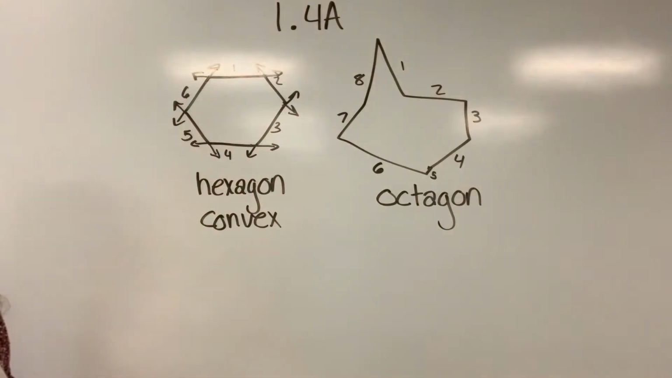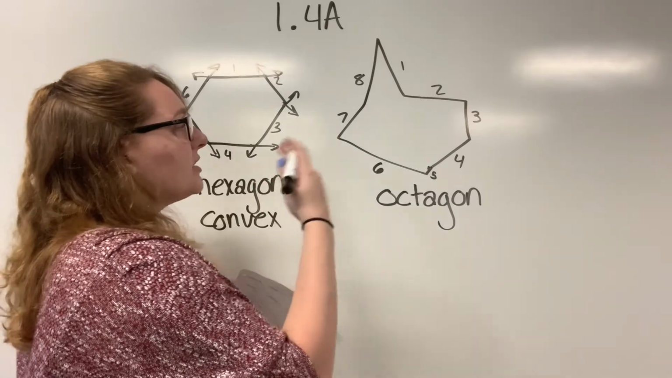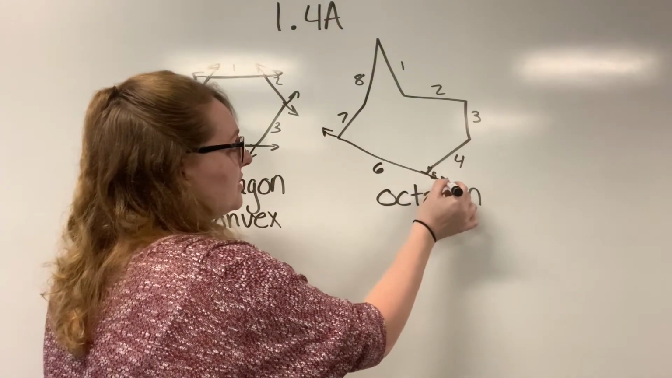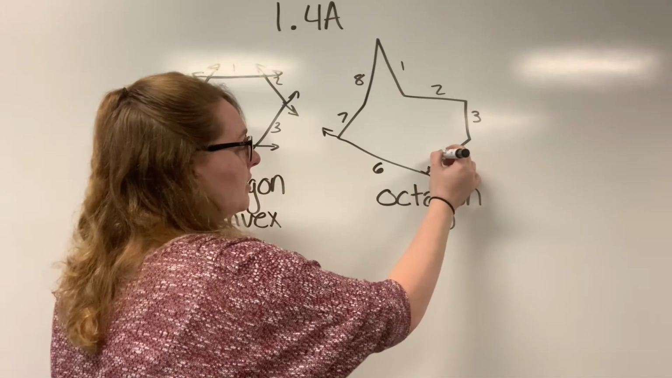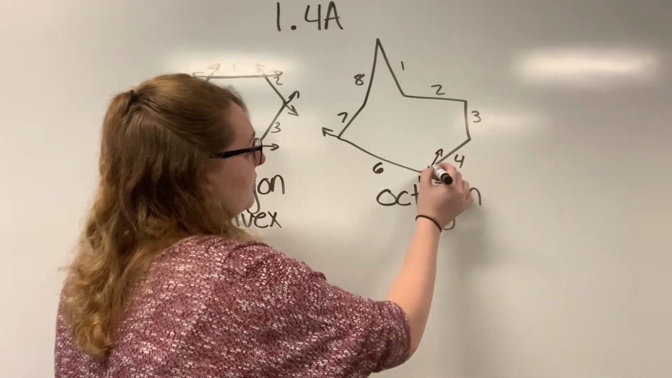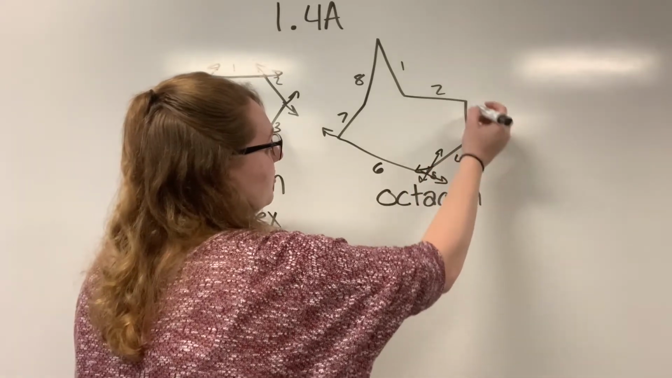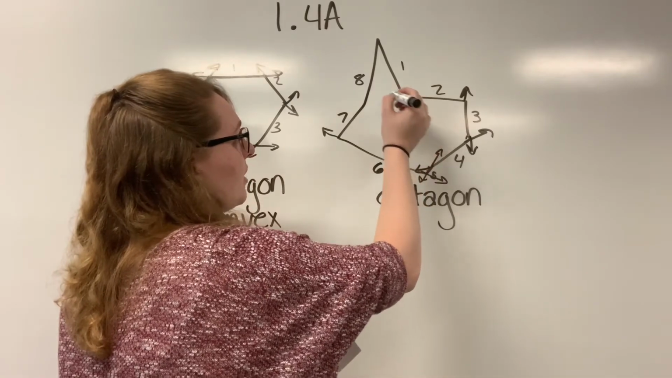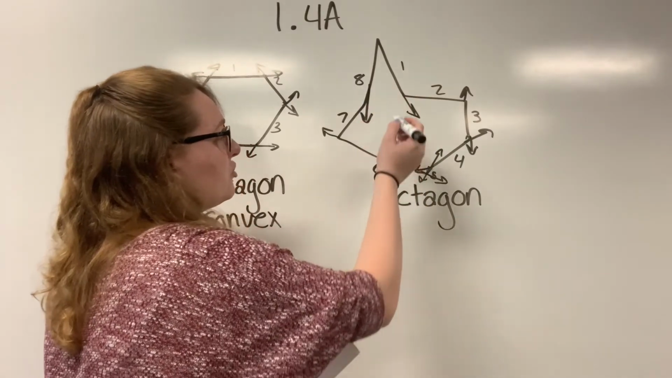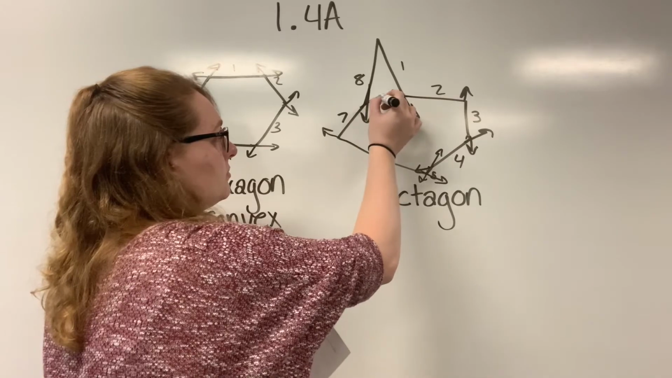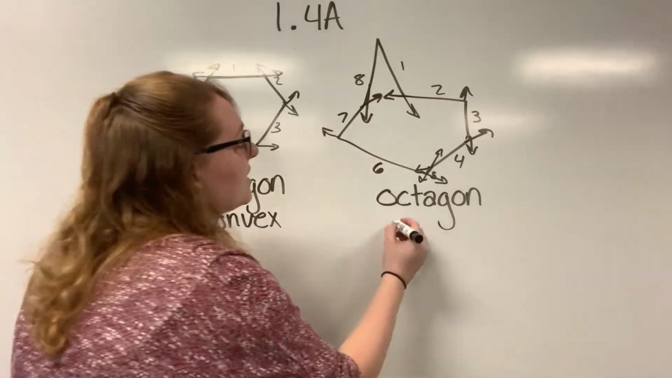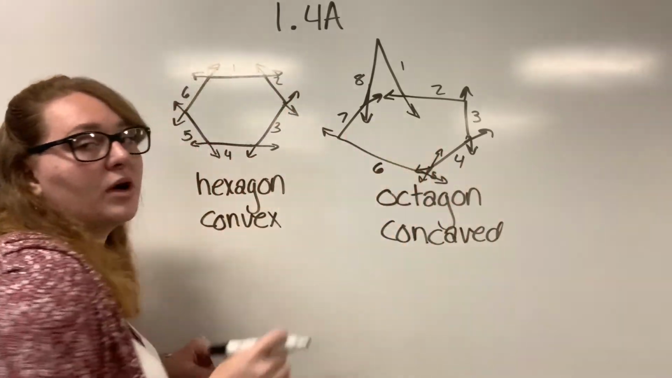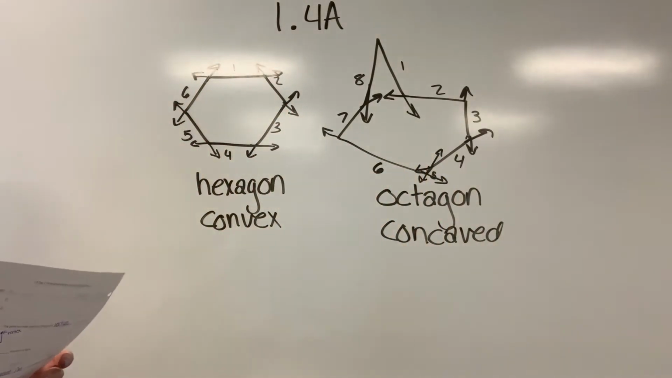And now let's follow the lines that we drew to see if any of them go through the center of the shape. So this side is fine. This side goes through the middle of the shape. This side goes through the middle of the shape. The most obvious is this one. It goes right through the shape. And this one, it goes right through the shape. So this is concave. It caved in on itself. It goes through the center of the shape.